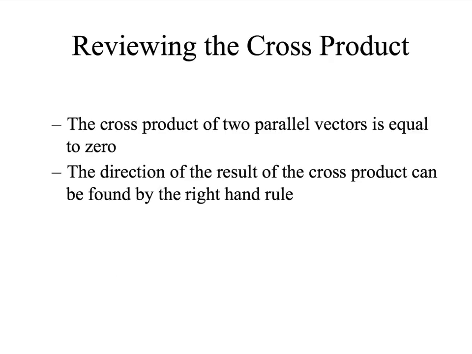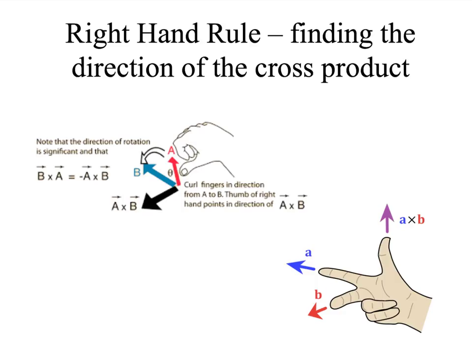Some other things that we might want to remember about the cross product is if you take two parallel vectors, or if they're opposite or anti-parallel, the cross product is 0. And finally, the direction of the result of the cross product can be found using what we call the right hand rule. So let's just look and review the right hand rule.